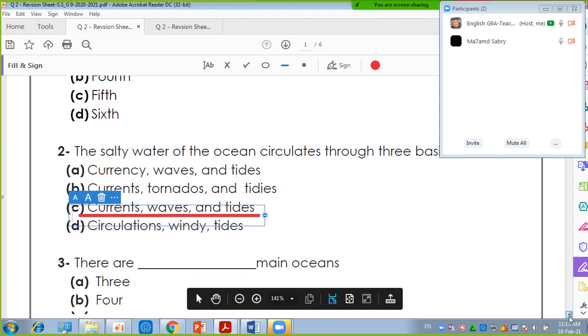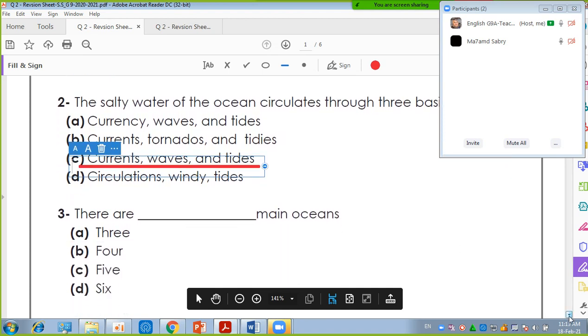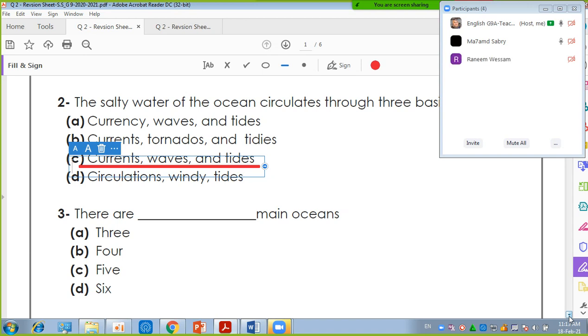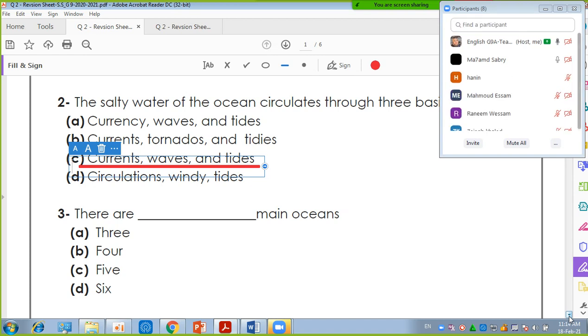Do you remember them? Should I remind you of them? The currents look like a river flowing in the ocean. Waves are like the waves that you see when you are sitting in front of the sea on the north coast. And tides: if you watch the sea at night, you will notice that the water draws backward and then moves forward again.